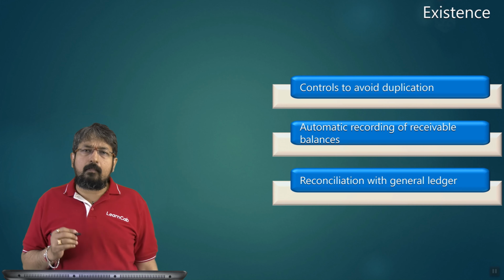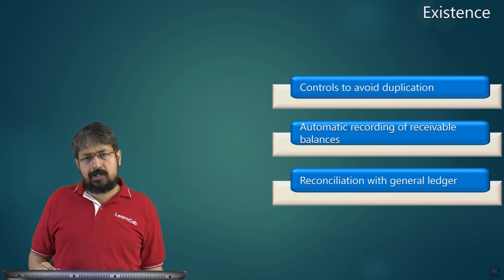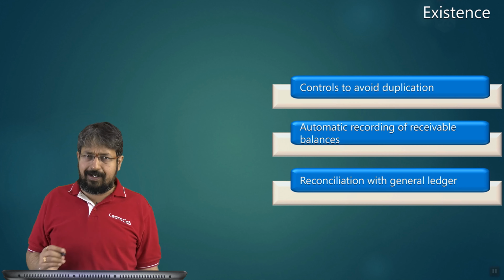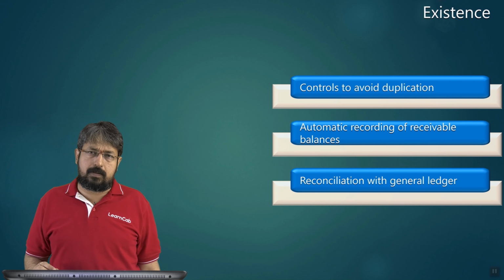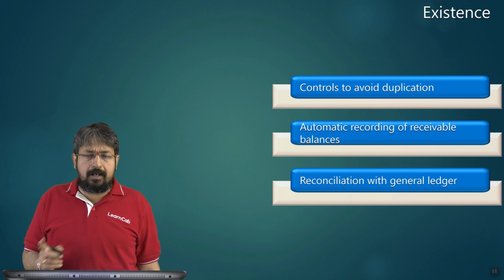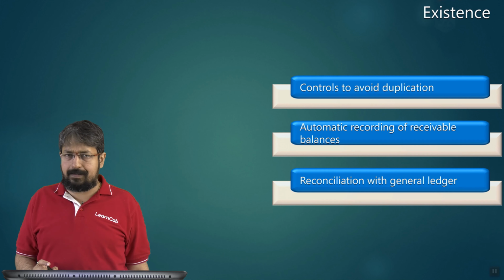Further, a regular reconciliation should be done with the general ledger account. What happens? There will be a general ledger. In the general ledger also there will be an account receivable account or a trade receivable account. So regular reconciliation should be done. That's how it is. Okay.